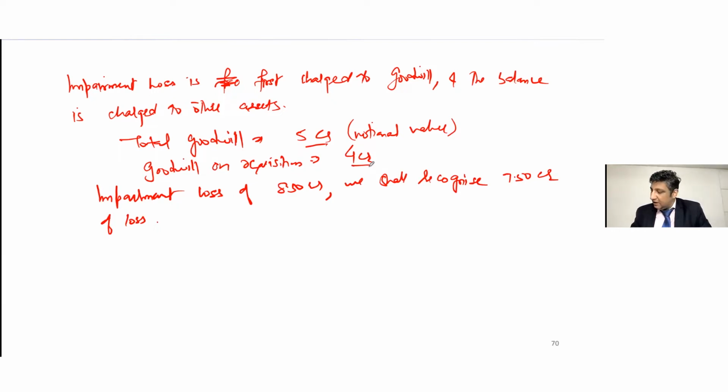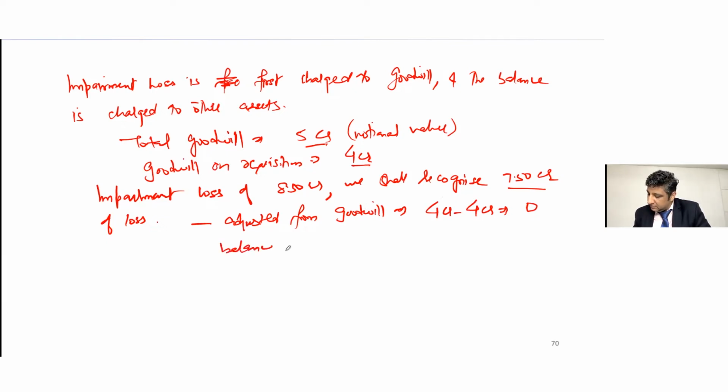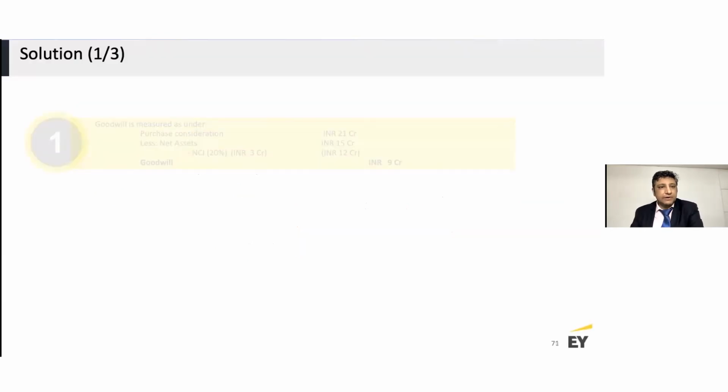So in a way, we have set off that 1 crore impairment loss from that notional value of goodwill. Okay, which means that now the remaining 7.5 crore rupees of loss will be first offset or adjusted from the goodwill, which makes the goodwill 4 crores minus 4 crores, that is 0. And the balance amount, the other assets, of course, that would be 3.5 crores. Is it fine? Right. Let's have a look at the formal solution.